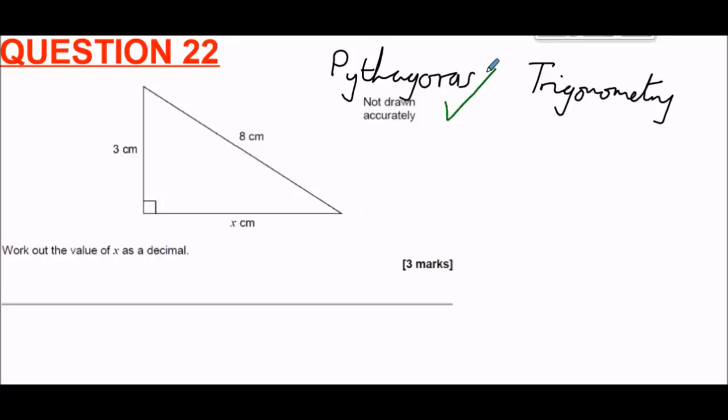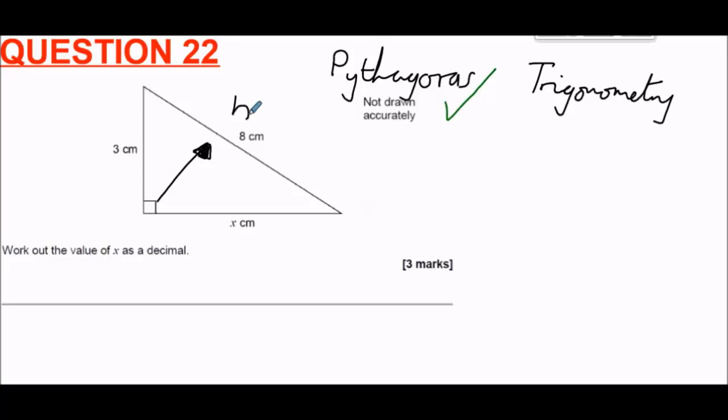So when it doesn't involve any angles whatsoever, it won't be trigonometry. Trigonometry will always in some way involve an angle or wanting to find an angle. When we're not bothered about angles, we're only bothered about the sides, and we know two sides, we want to find a third, and it's a right-angled triangle, it'll be Pythagoras' theorem all the time. So work out the value of x as a decimal. So x is this side. The most important side you need to know for Pythagoras is the longest side, which is always opposite the right angle. So opposite the right angle here is this side, and that side is the hypotenuse.